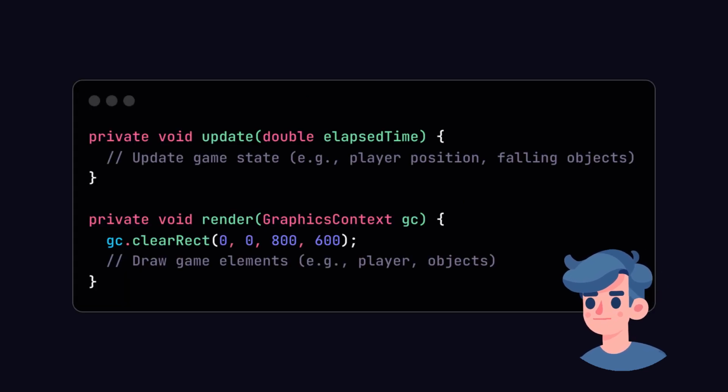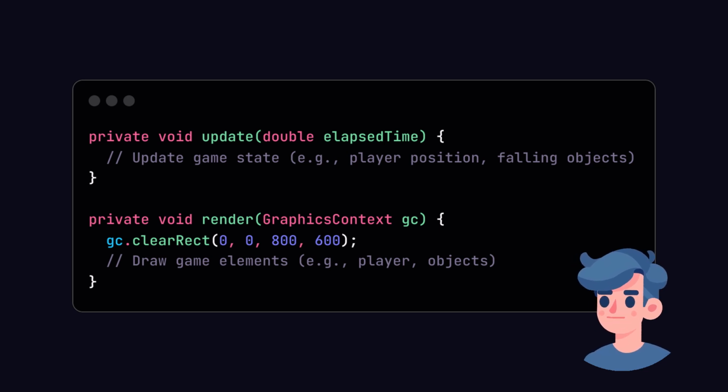In the GameLoop method, we start an animation timer. This allows us to manage game frames and updates. Next, we will create two new methods, update and render. The update method will handle game logic like player movement, and render will draw the game on the canvas.